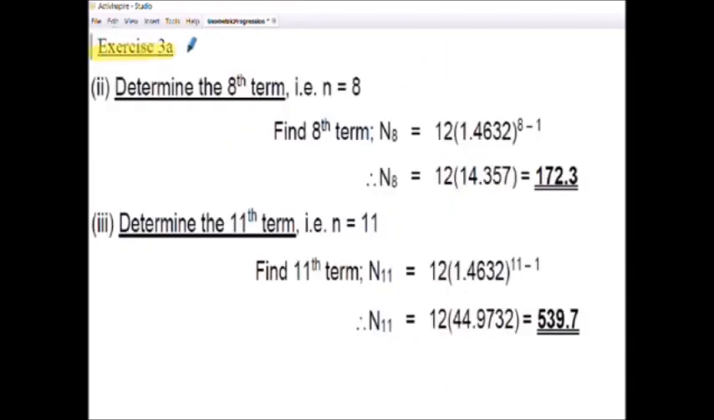Exercise 3a. Now we know the value of constant ratio r, we can find the 8th term in the series, when little n is equal to 8. So from our formula n_n, n8 in this case is equal to the a, the 12, multiplied by the r value, the 1.4632, to the power of 8 take away 1. Doing the numbers on that, n8 is equal to 172.3. So the 8th term in the series is 172.3. Find the 11th term in the series, now little n is equal to 11, and we go through exactly the same process, just putting the 11 for the n. The 11th term in the series is 539.7.